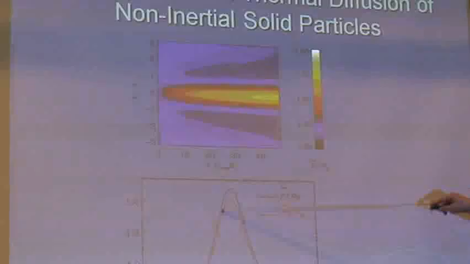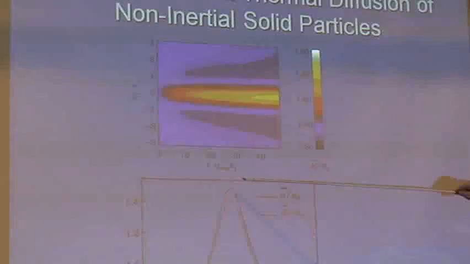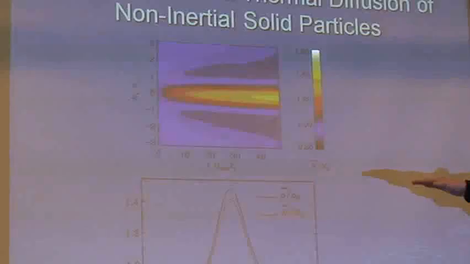Oh, negative source. Yeah. And this is the distribution of mean number density of particles, and this is the distribution of density of fluid. There is no external pressure gradient, so we have concentration of particles in the vicinity of the maximum fluid pressure, which implies in the vicinity of the minimum mean temperature.